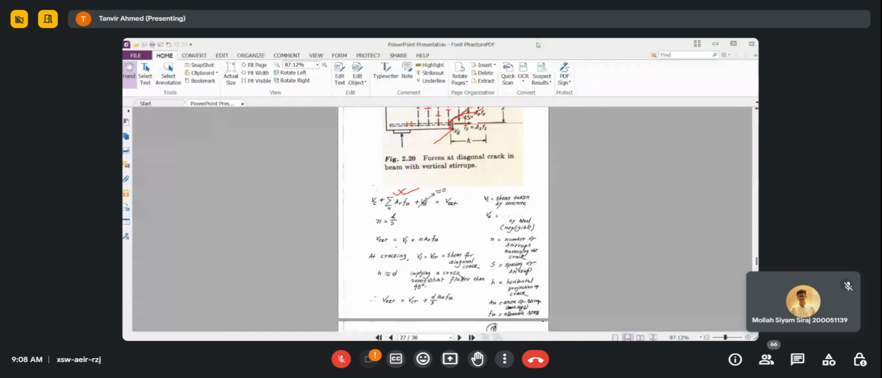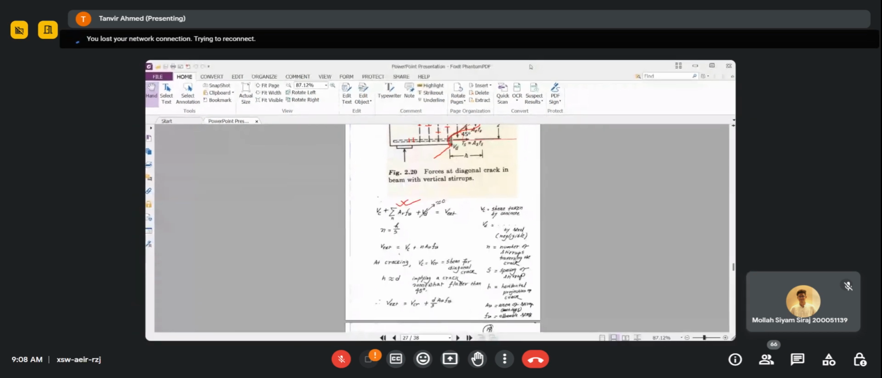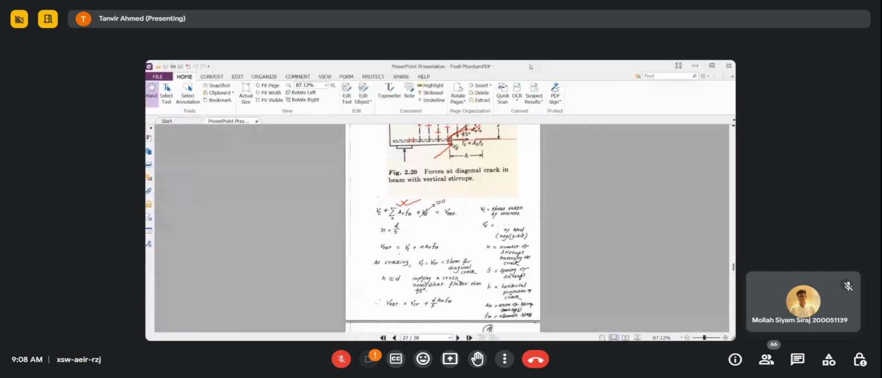Now you can further write your n with this equation, which is h over s. What is h over s?